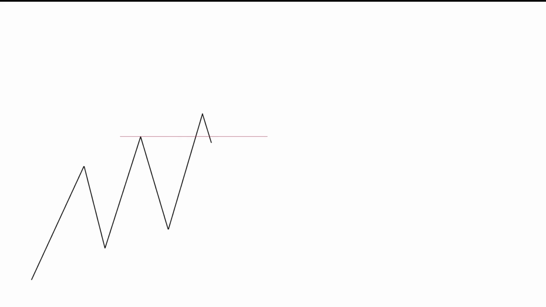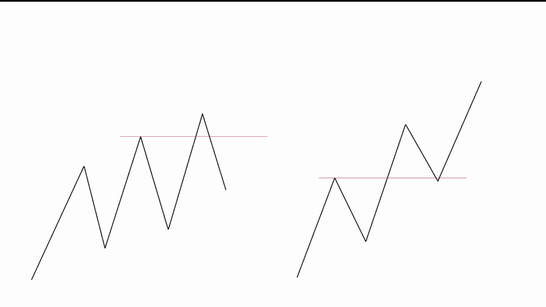So let's talk about the two types of structure. As you can see, price breaks structure, comes back inside of the range. Price breaks structure, comes back inside of the range. This is your supply and demand structure. Now look at this example. Price breaks structure, comes right back to the high of the previous range and expands. This is your support and resistance structure.